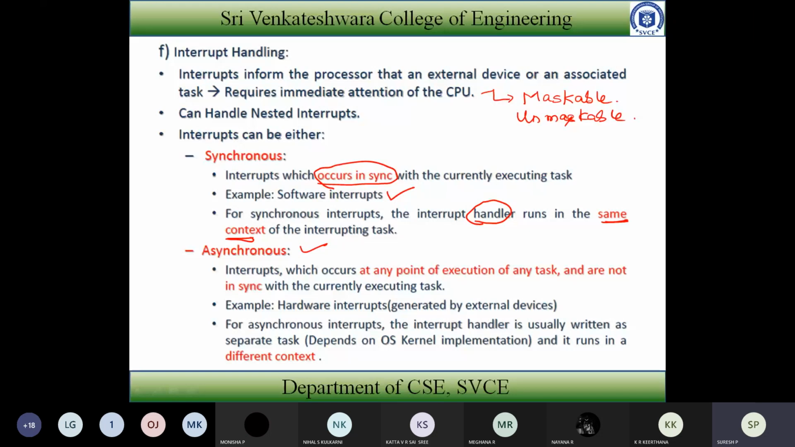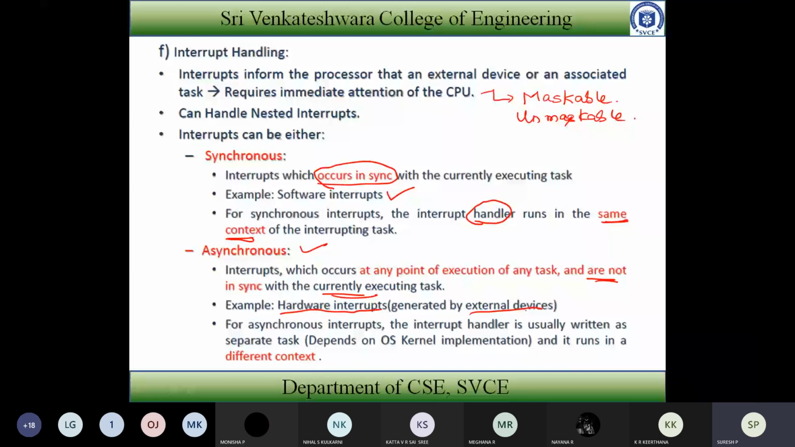The next type is asynchronous interrupts. This type of interrupt occurs at any point during the execution of any task. That means whenever some task is running, at any point of time in between the execution of that task, the interrupt may come. They are not in sync with the currently executing task. For example, whenever an external interrupt is generated by the hardware, that will be your asynchronous interrupt. Normally, those interrupts are generated by external devices.